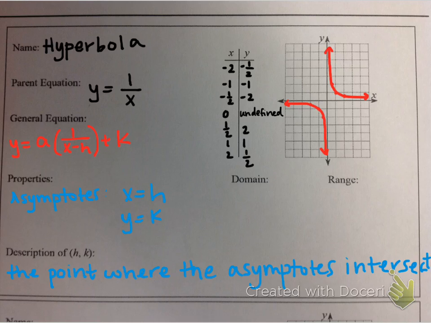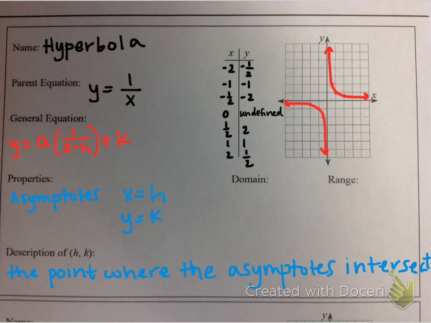And the description of h, comma k, is going to be that point where our asymptotes intersect. Okay? So right now our asymptotes are intersecting at 0, 0. So that's the description of h, comma k. And it's not a vertex in this one. It's just going to be a point where we don't actually have any dots on our graph. It's just going to be that center of our graph.